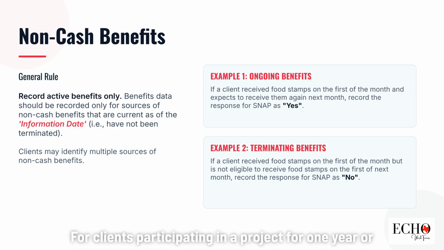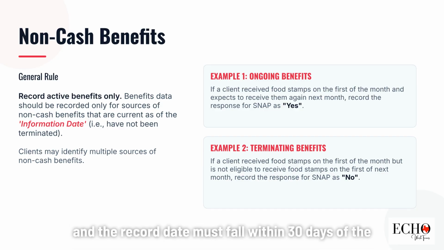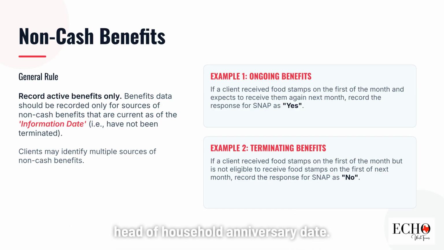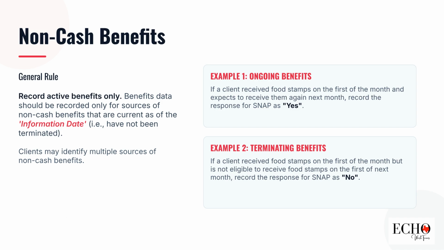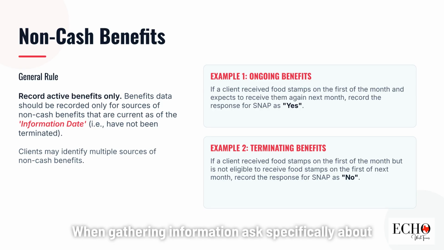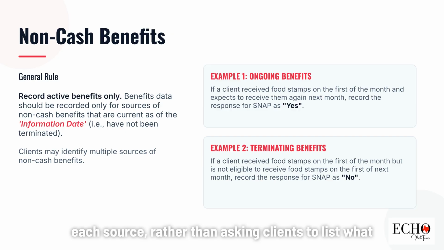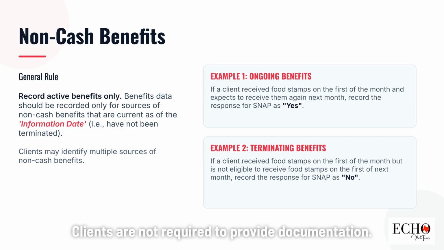If a benefit transfers to an 18-year-old's new record, update the head of household's record to reflect the removal of that benefit. For clients participating in a project for 1 year or more, you must perform an annual assessment. This is required even if benefits have not changed, and the record date must fall within 30 days of the head of household's anniversary date. If you discover an error in previous records, correct the existing entry rather than creating a duplicate. When gathering information, ask specifically about each source rather than asking clients to list what they receive. Clients are not required to provide documentation, as requiring this when not mandated by a funder unnecessarily delays assistance.